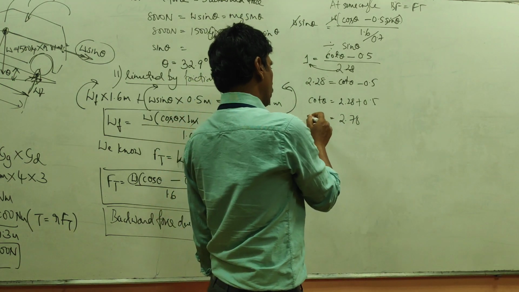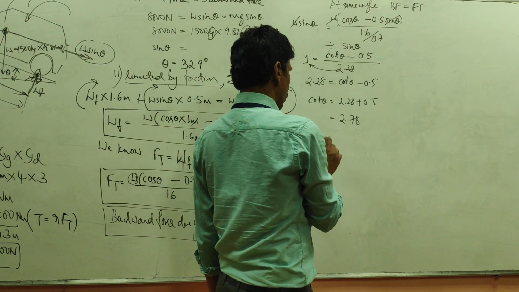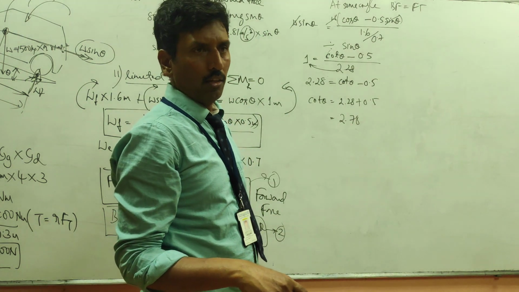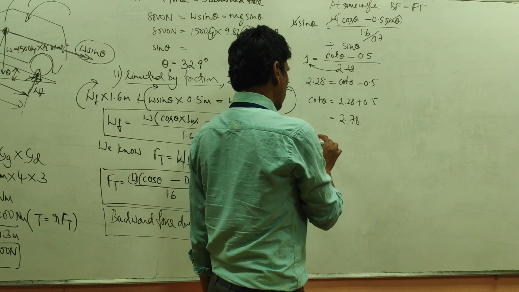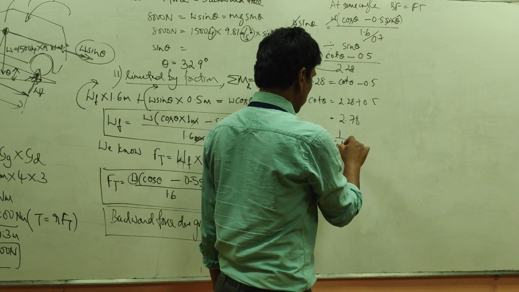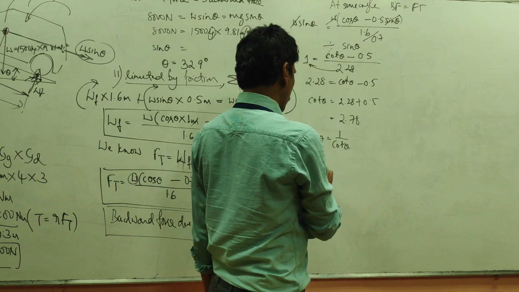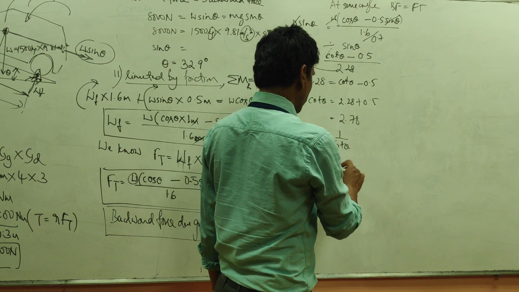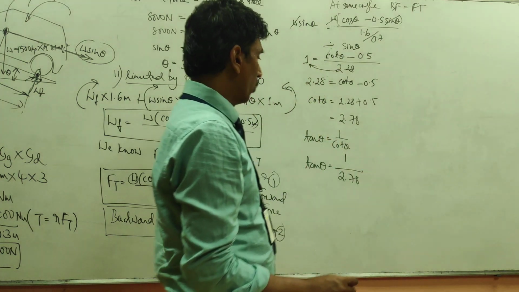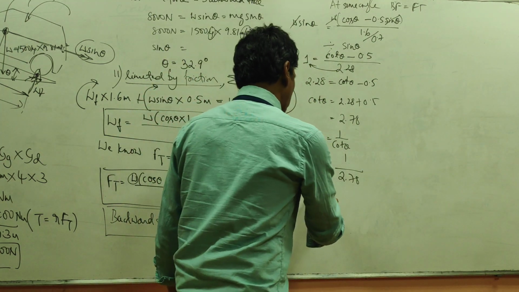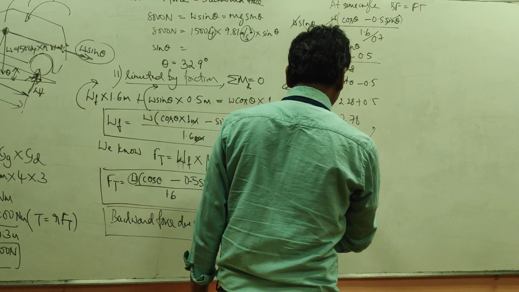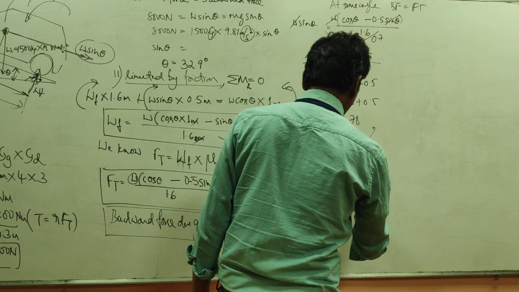2.78. So theta is equal to, sorry, now you can't solve for cot, there's only sin, cos and tan. You know that tan theta is equal to 1 by cot theta. So if you want tan theta, put this cot theta below, that is 1 by 2.78. So finally, you get theta is equal to tan inverse of 1 by 2.78.